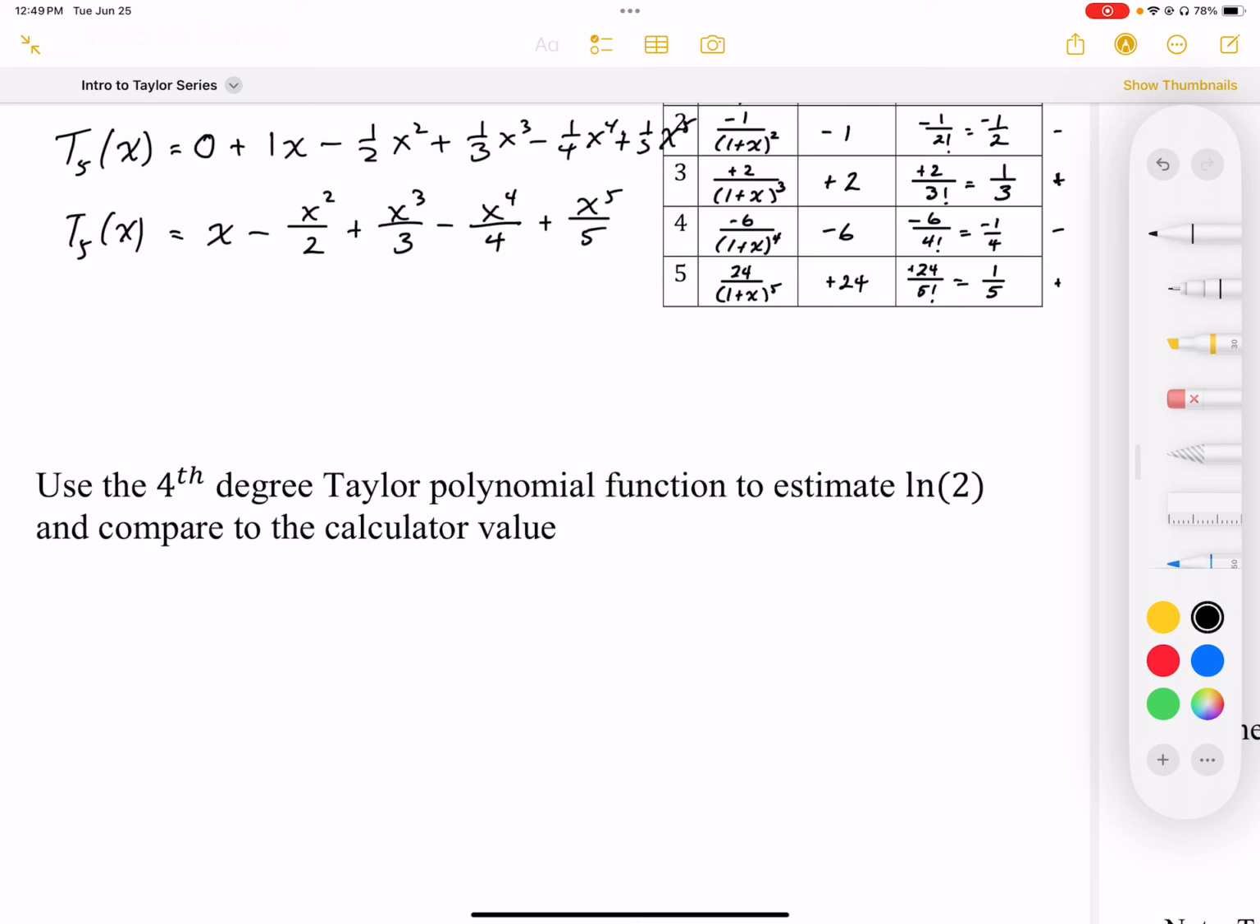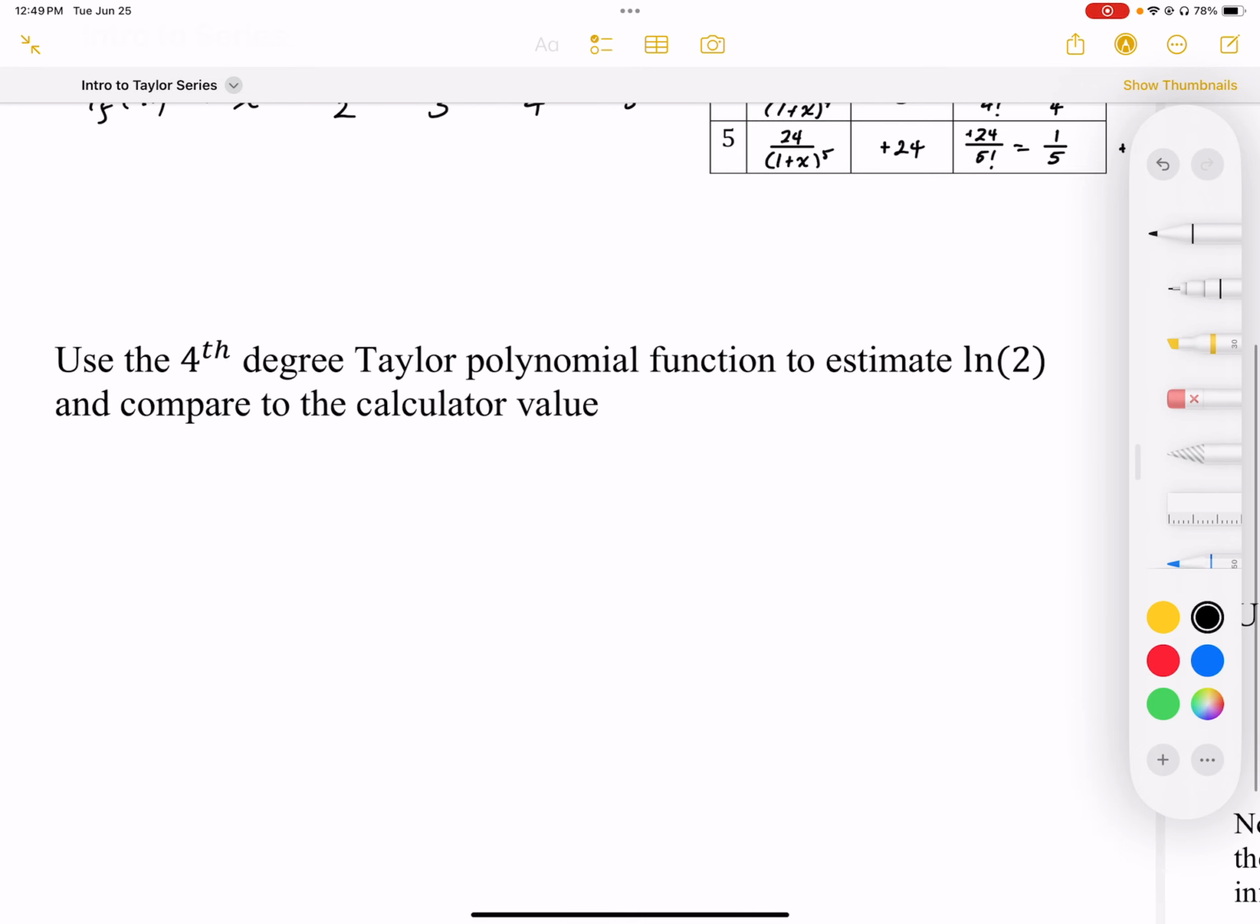Now we're going to use the 4th degree Taylor polynomial to estimate log 2. So what's this going to look like? So I'm going to say that log 2, or log of 1 plus, and we're substituting in 1 into our log 1 plus x function, is going to be approximately equal to our Taylor polynomial of 4th degree when we plug in x equals 1.